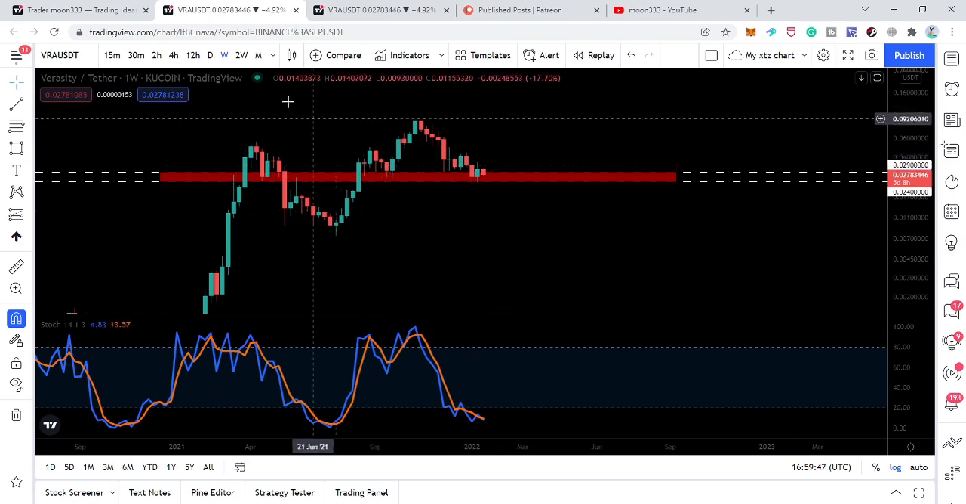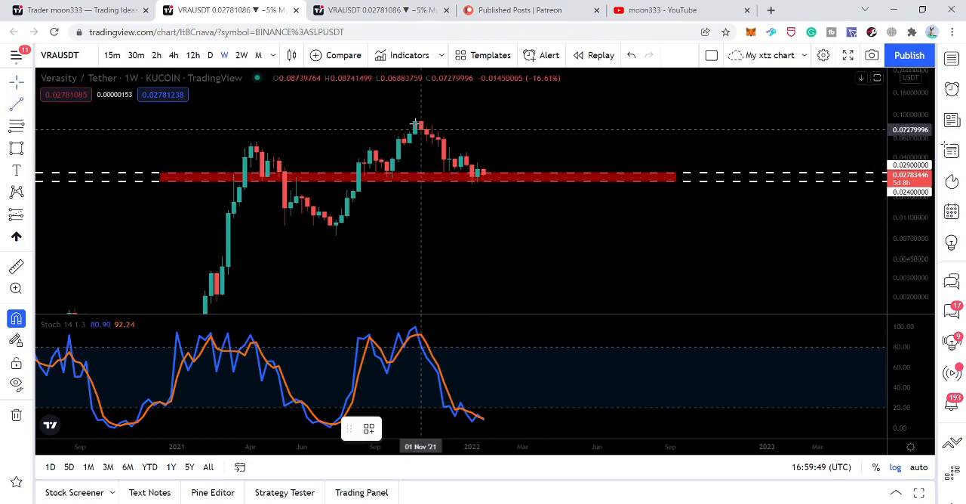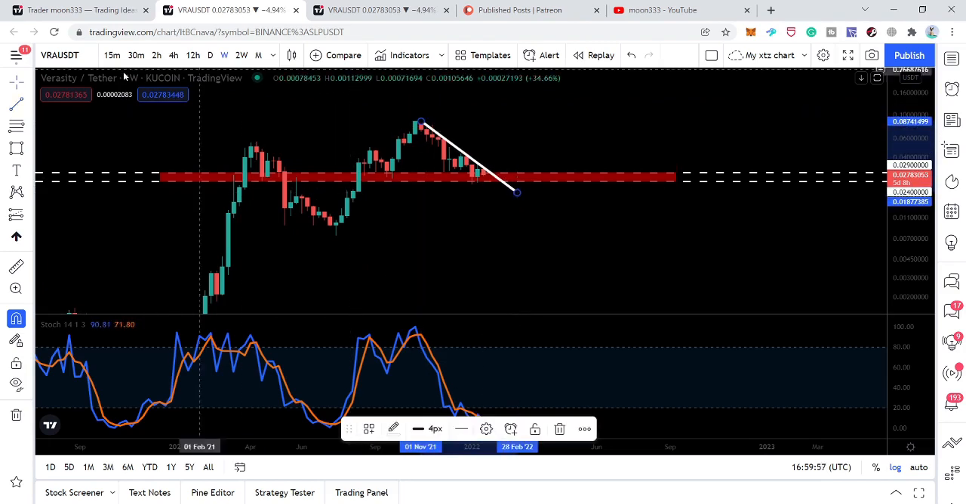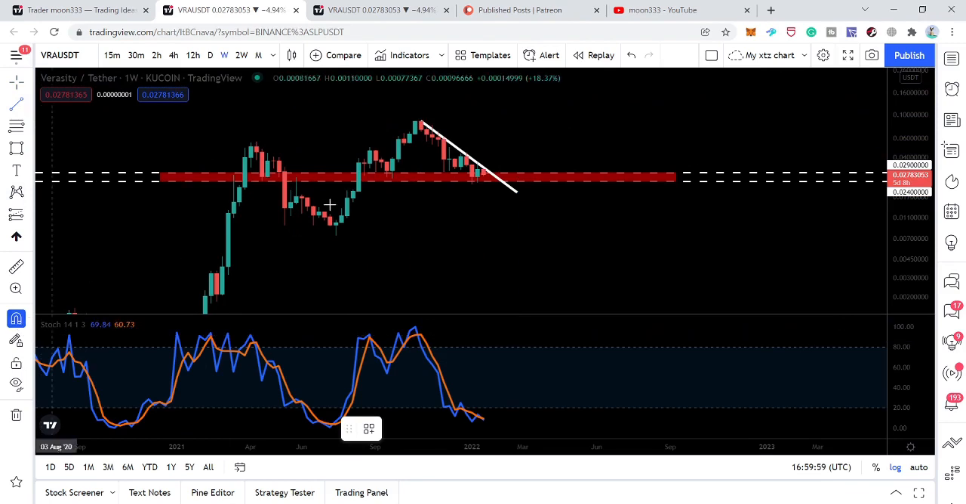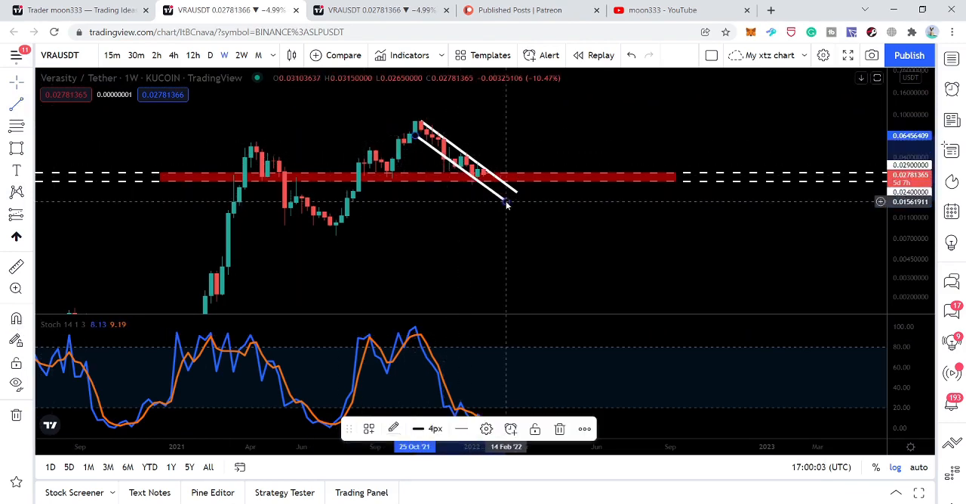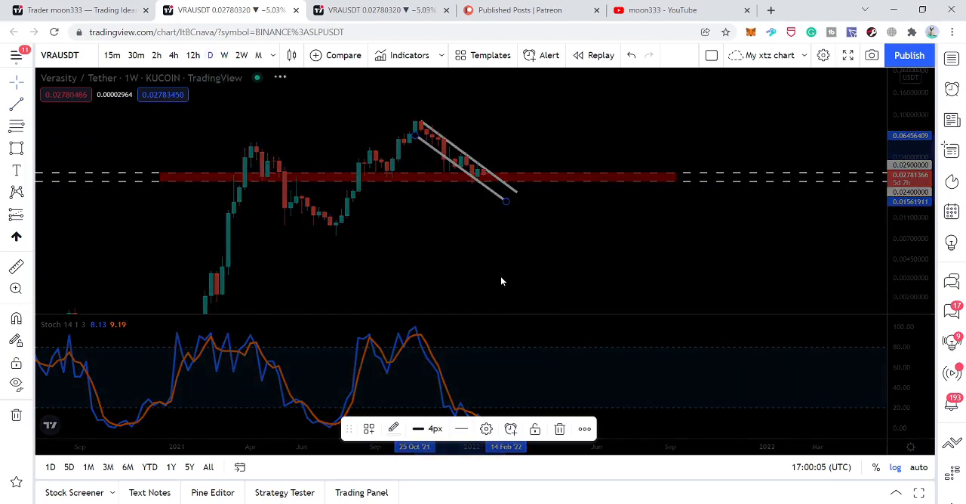Now let's take a look at the daily time frame. First of all, let me place this trend line, then I'll switch to the daily time frame to show you the resistance of the channel. Here we had the resistance of the channel, and here we had the support. Now I'm just going to switch to the daily time frame.